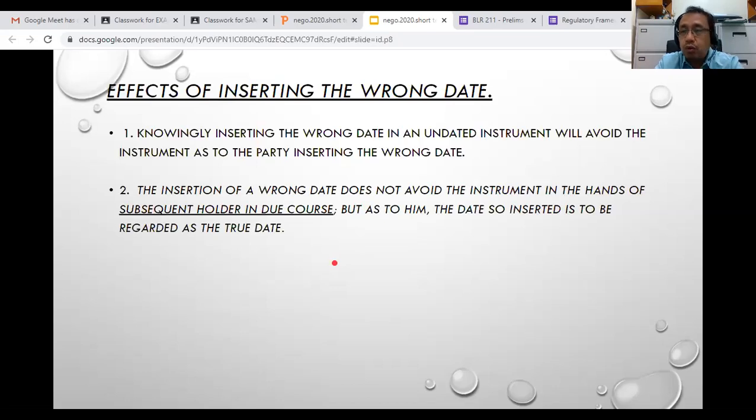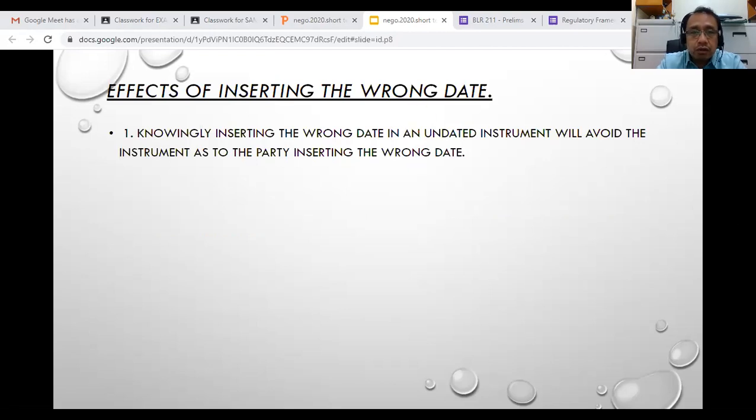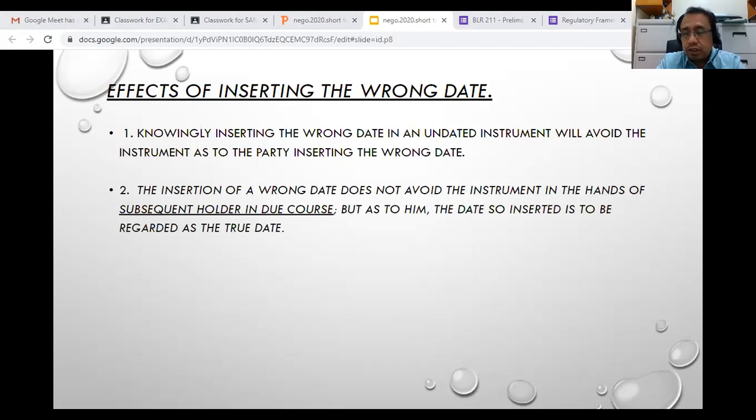Well, if you want to know who is a holder in due course, that's found in Section 52. Okay? So, who is a holder in due course? Holder in due course is one who has taken the instrument under the following conditions. That it is complete and regular upon its face, that he became a holder of the instrument before it was overdue and without notice that the instrument has been previously dishonored, that he took it in good faith and for value, and that at the time it was negotiated to him, he had no notice of any infirmity in the instrument or defect in the title of the person negotiating it.